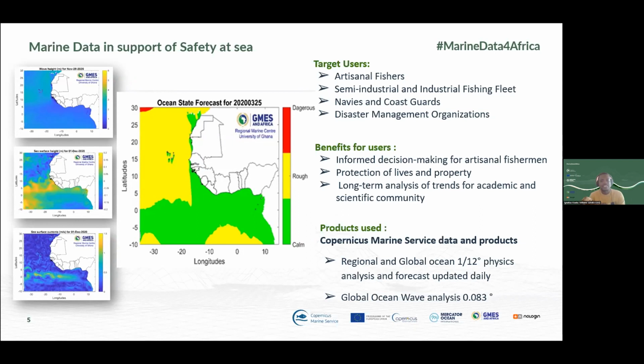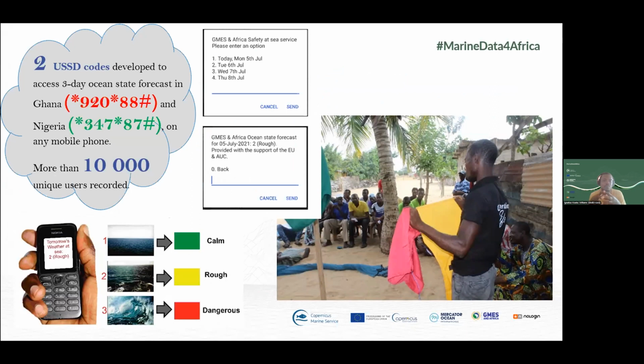It is also a good tool to inform decision-making for artisanal fishermen, because in this instance, they get the information before they go out to sea. So it gives them the choice to actually decide whether they want to go out to sea or not. And the property owners, like the canoe owners, can also decide, no, I have received this alert, I will not allow you to go out with my vessel to fish because it might lead to the damage of my property.